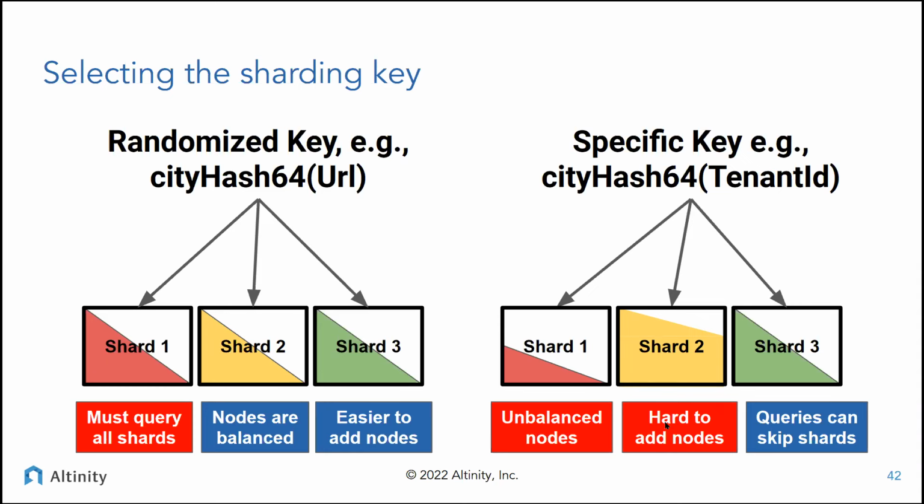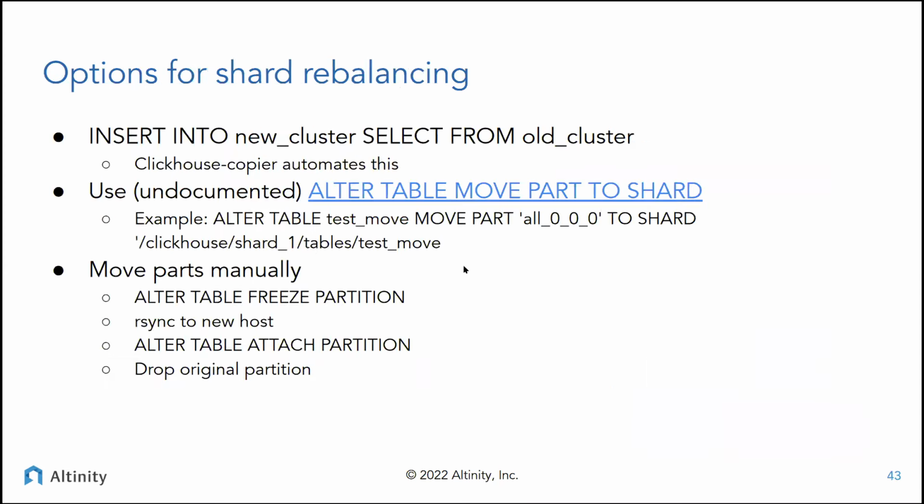So you can get unbalanced nodes. It's also hard to add nodes, because with this scheme, if you just throw in a new one, all of a sudden you'd go from having 3 shards to 4 shards, and this formula here would actually send things to the wrong location. So it's kind of tricky. The benefit is that queries can skip shards, because if they know the partition key, which ClickHouse does, it will skip partitions where it doesn't think there's any data.